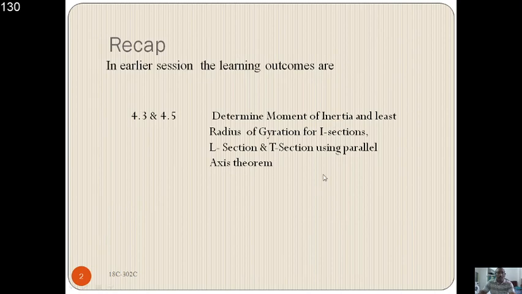Before going into the session, let us revise that we have already determined the moment of inertias and least radius of gyration for I sections and angle sections, that is L section and T section, using the parallel axis theorem. We explained a little bit in the previous session about the T section, how to use the parallel axis theorem for the same to solve.